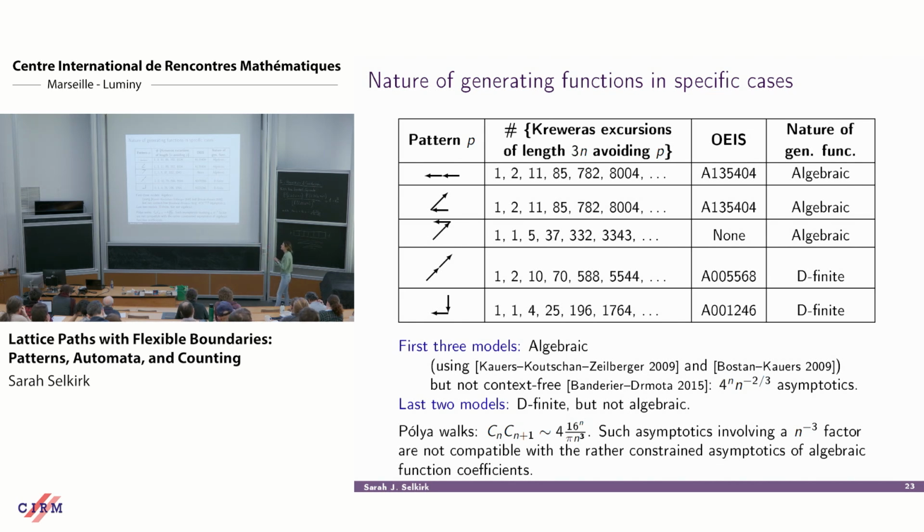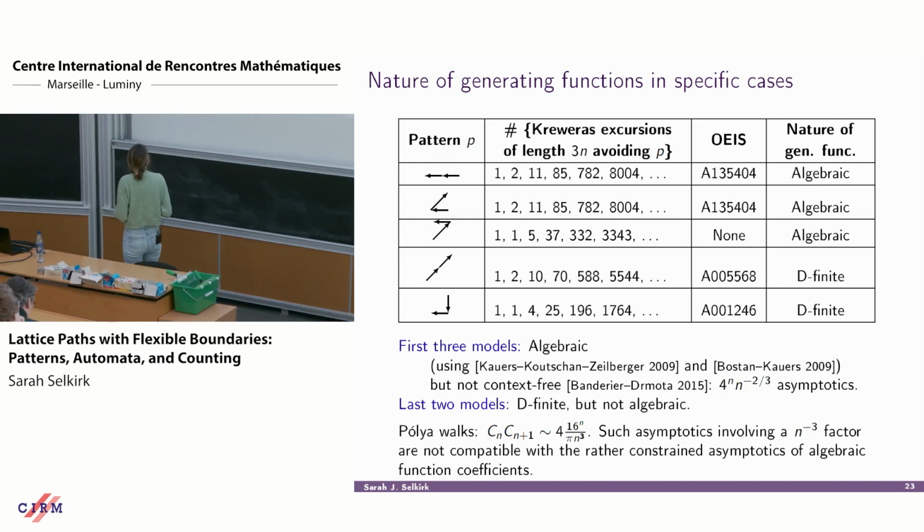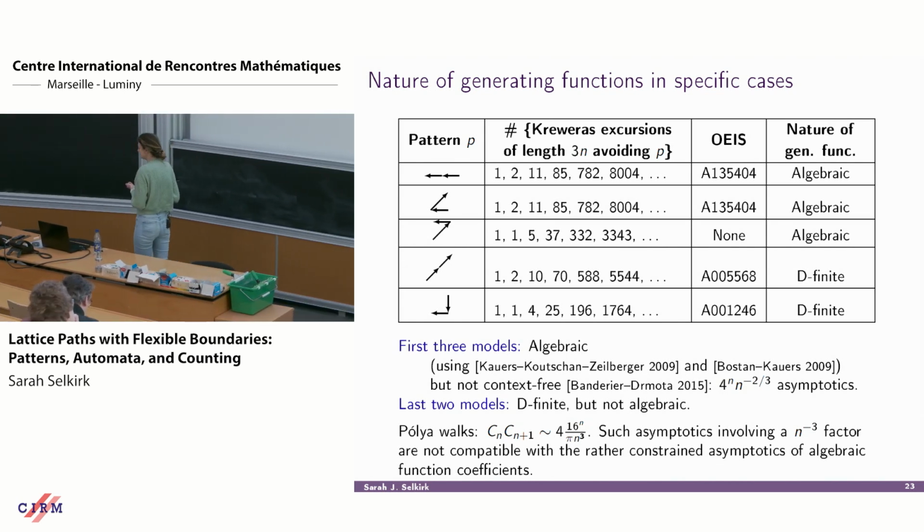The pumping lemma will again show you that this is not a context-free grammar, so it can't be encoded by a pushdown automaton. So we're not really simplifying from being not context-free to getting something context-free. And then the bottom two models are D-finite.